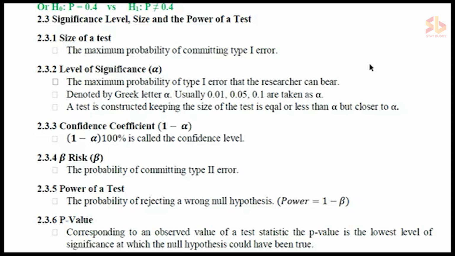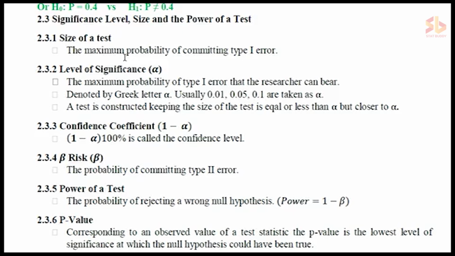These are the important terms that you have to have an idea of when you are taking the decision and calculating, or in the decision process. So, size of a test. It is the maximum probability of committing type 1 error. I said that type 1 error is the most critical error. So size of a test means the maximum probability of committing type 1 error, which means rejecting the null hypothesis when it is actually true.